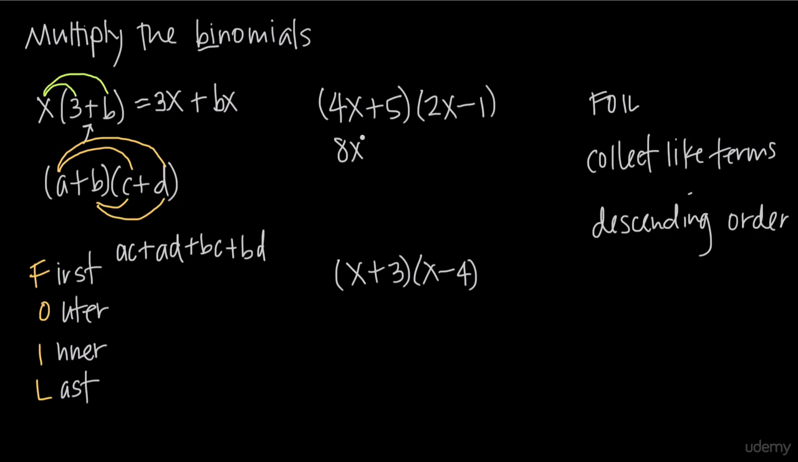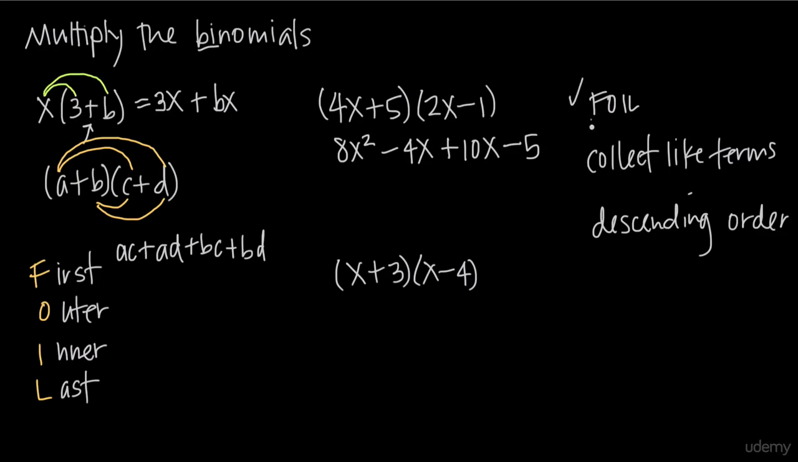So here, if we look at our first two terms, 4x and 2x, we'll multiply those together and we'll get 8x squared. Then we'll multiply our outer terms, that's going to be a positive 4x times a negative 1. It's going to give us a negative 4x, remember, because those signs are different, so we end up with a negative. Then the inner terms, positive 5 and positive 2x is a positive 10x. And then the last terms, positive 5 and negative 1 gives us a negative 5.